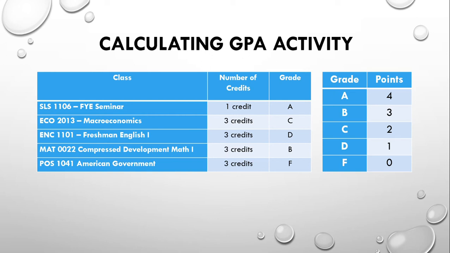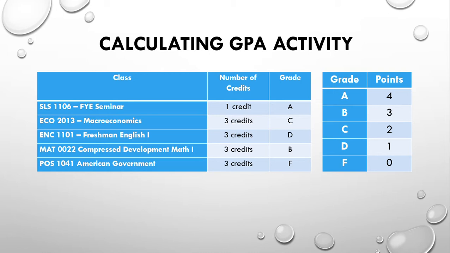We want to be able to figure out what our grade point average is. So in order to do that, we need to know what courses we've taken, how many credits each course is, and what grade we got in that course. So for example, here we have a person that's taken FYE Seminar, Macroeconomics, Freshman English, Compressed Development Math, and American Government. So this table gives each of the grades for those courses.